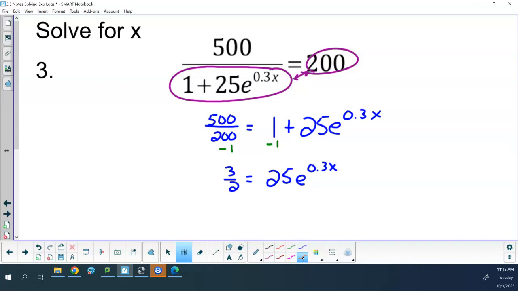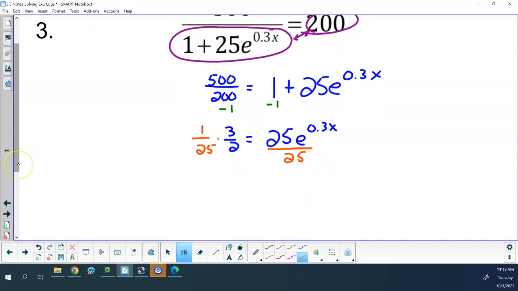Divide by 25? Dividing by 25 is the same as multiplying by 1 over 25. So that's then going to give me 3 over 50 equals e to the 0.3x. Now what? Switch forms with it. Log base e. How do I write log base e?